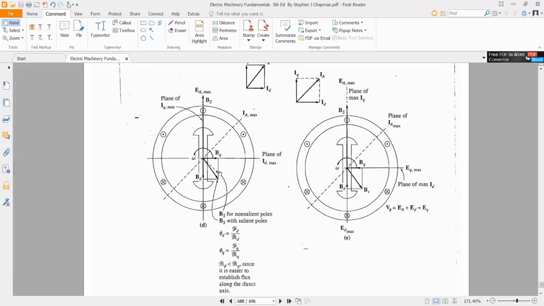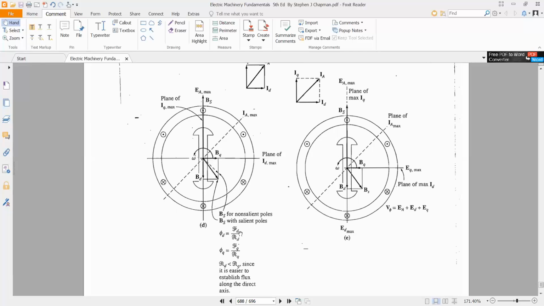The stator magnetomotive force produced a stator field that can be decomposed into two components, BD and BQ. You can see here that the magnitude of BD is larger than the magnitude of BQ for the same reason that we have already discussed. We can see the flux magnitude that can be calculated here.